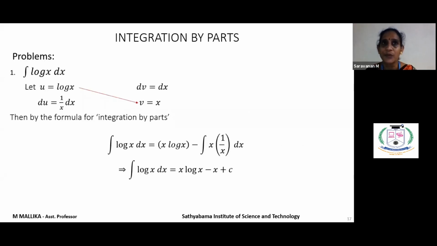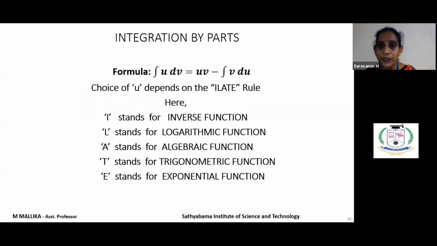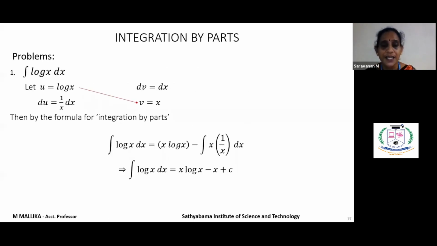Here I have only one function. I don't have many functions. Since I have only one function, the only option is that u has to be log x. If I choose u as log x, what is the rest? The rest is dx, so I choose that as dv. Once you choose your u and dv, what else do you have to find out? You have to find out v and du. What is my du? du is 1 by x dx.